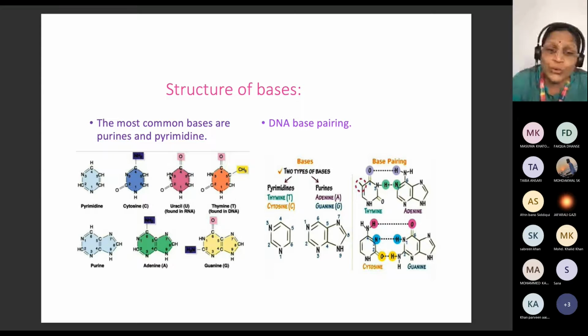Now here, once you know this, at the first and third positions there is N, and that is the pyrimidine. Then if you have C double bond O at the second and fourth positions, we call it uracil.